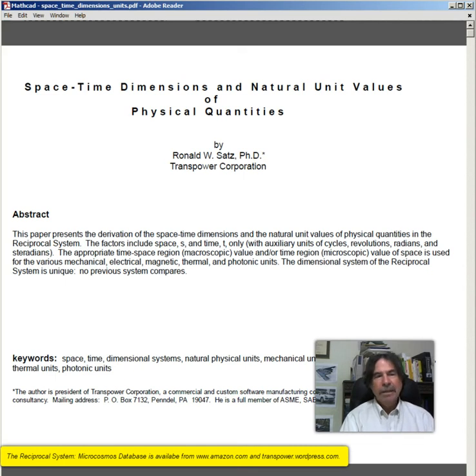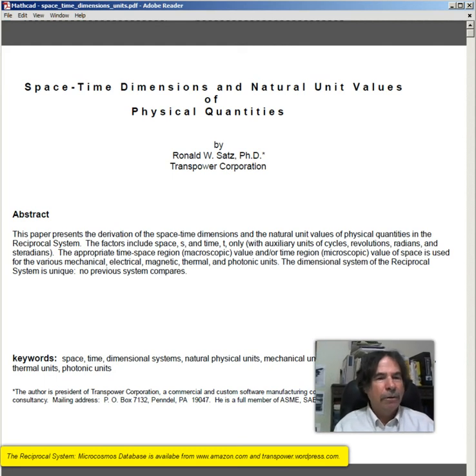This is my paper, Space-Time Dimensions and Natural Unit Values of Physical Quantities. Abstract. This paper presents the derivation of the space-time dimensions and the natural unit values of physical quantities in the reciprocal system. Factors include space s and time t only, with auxiliary units of cycles, revolutions, radians, and steradians. The appropriate time-space region (macroscopic value) and/or time region (microscopic value) of space is used in the various mechanical, electrical, magnetic, thermal, and photonic units.